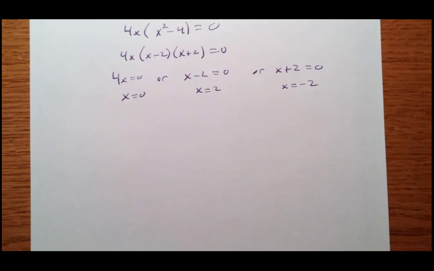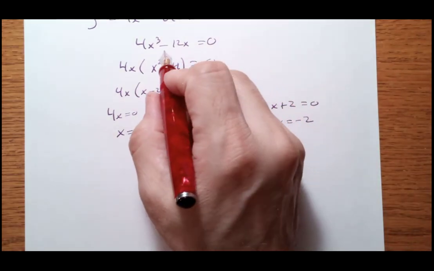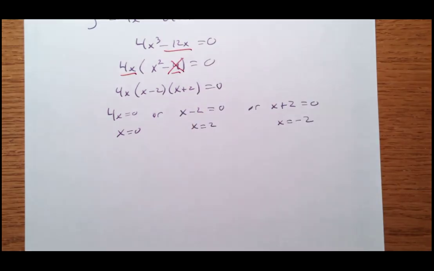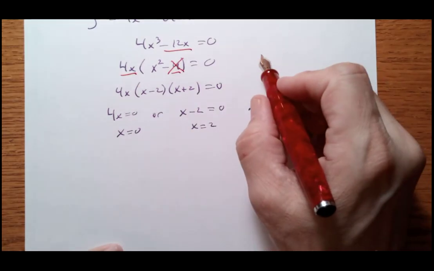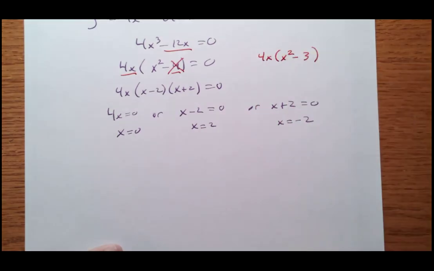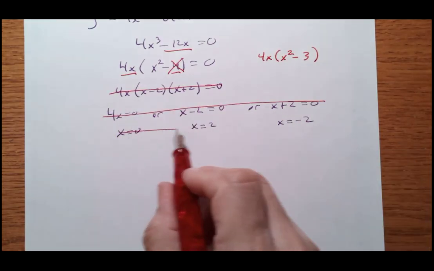Oh, no, no, Dr. Sassmore, you made a mistake. Go back and look. I made a big mistake. Not huge, but it is wrong. Take out the red pen. I screwed up right here. If you pull out a 4, you're not left with x squared minus 4. You're left with x squared minus 3. This is wrong.